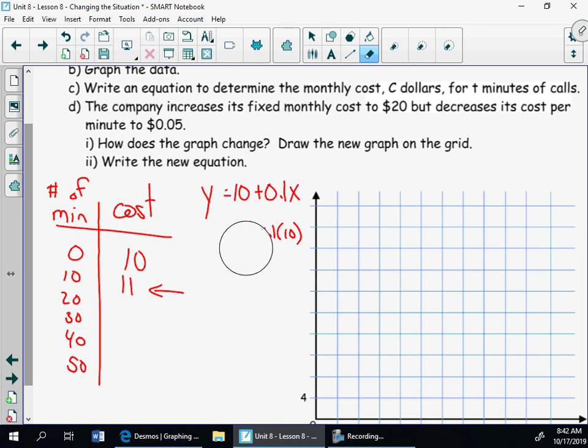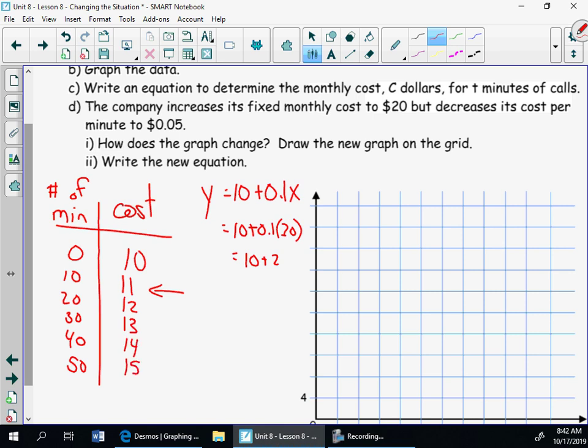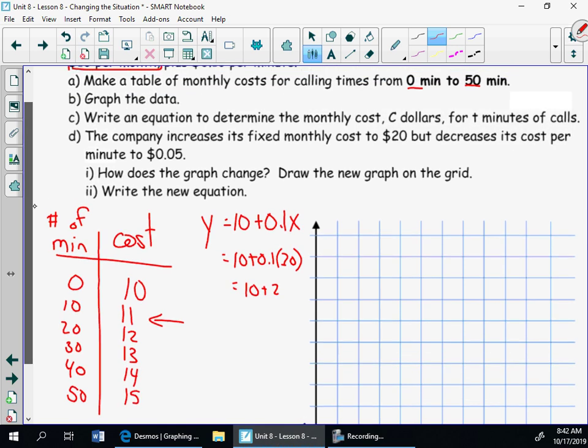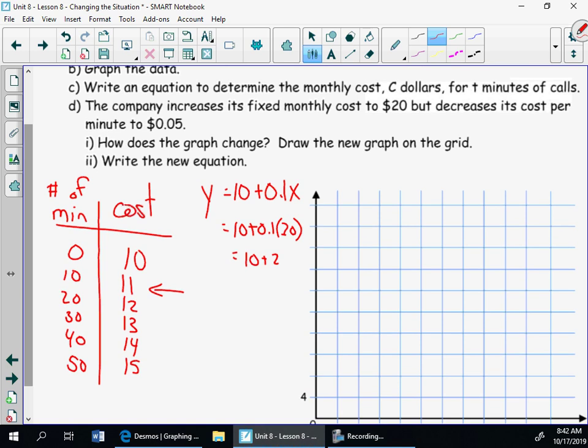How do I get 20 minutes? Well, we do the exact same thing. 10 plus 0.1 times 20. That gets me 10 plus 2, which is 12. Well, there's a pattern here, right? That's our whole idea. We make patterns. There's my table. Let's graph the data.